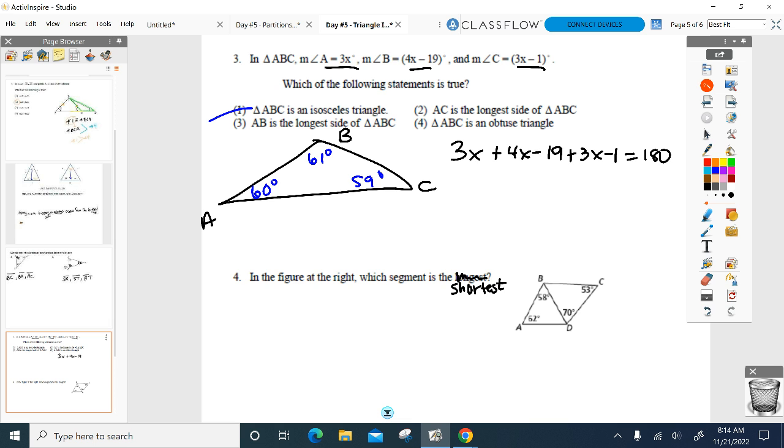I got a couple people saying yes and a couple people saying no here. Where is AC across from? 61. Is that the biggest angle? Yeah, right? And where's the biggest side located? Across from the biggest angle. There you go. AC is the longest side.